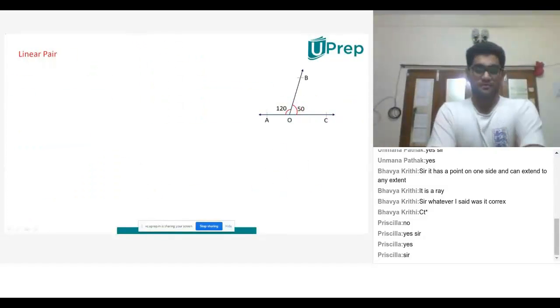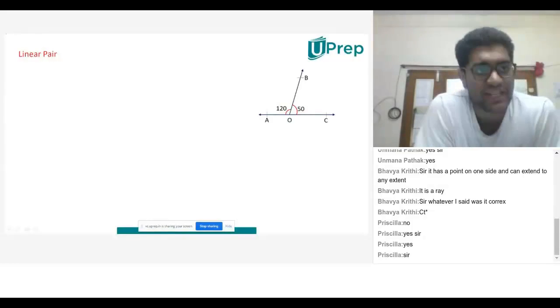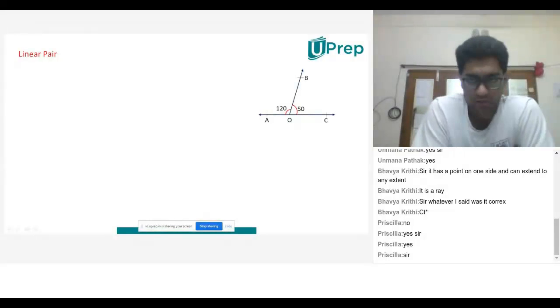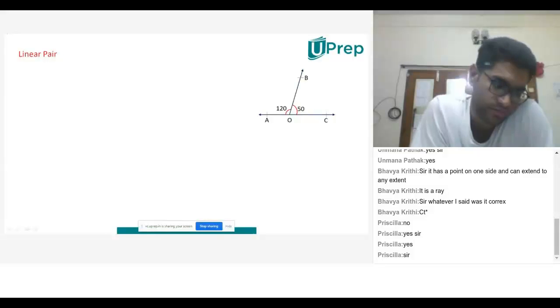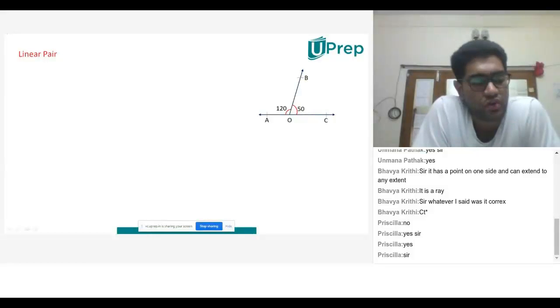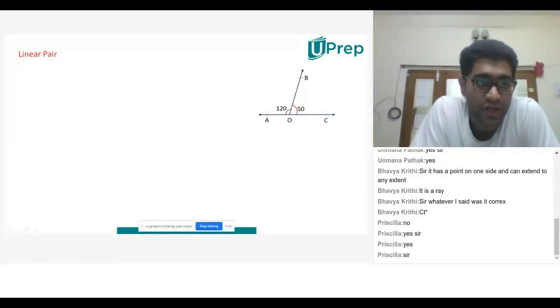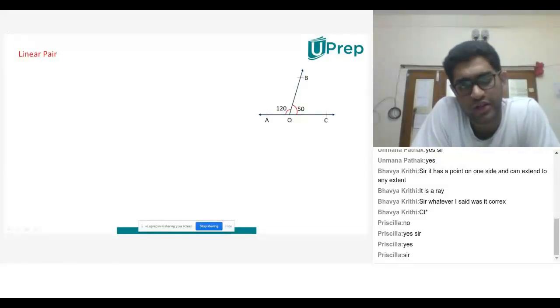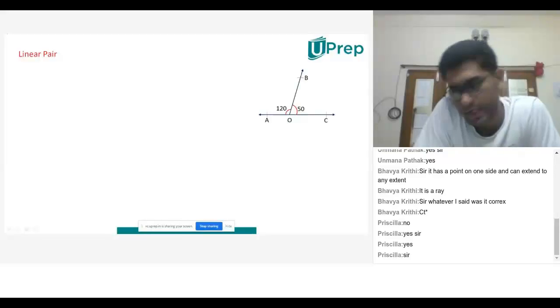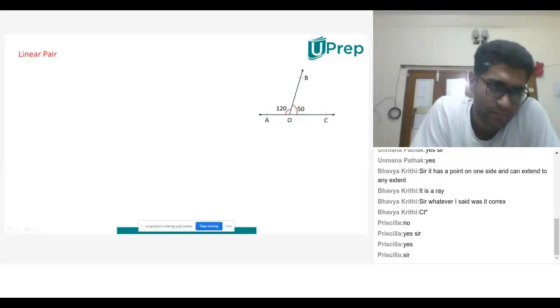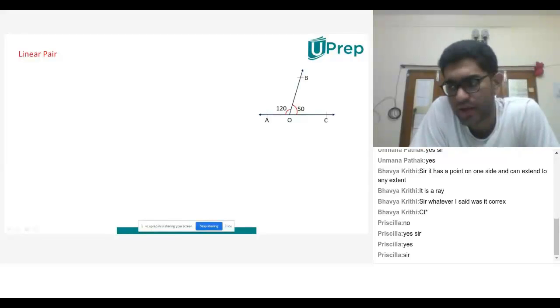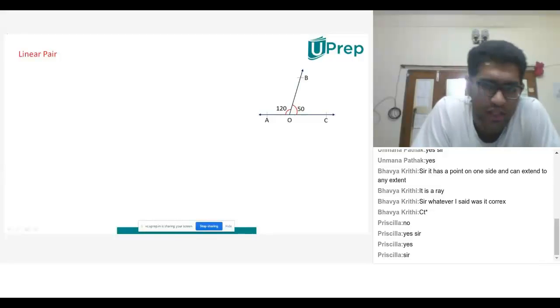Linear pair. I will explain to you what linear pair is. Then I will ask you a question. Whenever we saw the word linear in simple equations, linear equations, collinear points, etc., what did we understand? Linear means straight line. Line means angle. Angle means straight angle. Straight angle means 180 degrees.